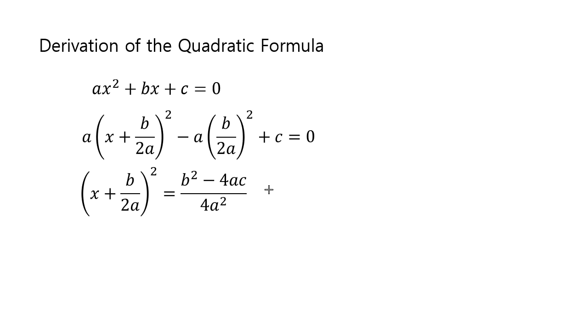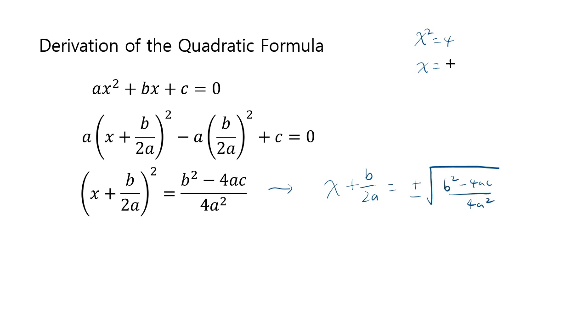Okay, then you can take the square root, right? You take the square root, and don't forget that whenever you take the square root, you need plus or minus. And just to illustrate that, for example, if you have x squared equals 4, there are two answers, plus 2 and minus 2, right? So whenever you take the square root of both sides and you're solving for x, you have to put both plus and minus. That's why you need this plus and minus.